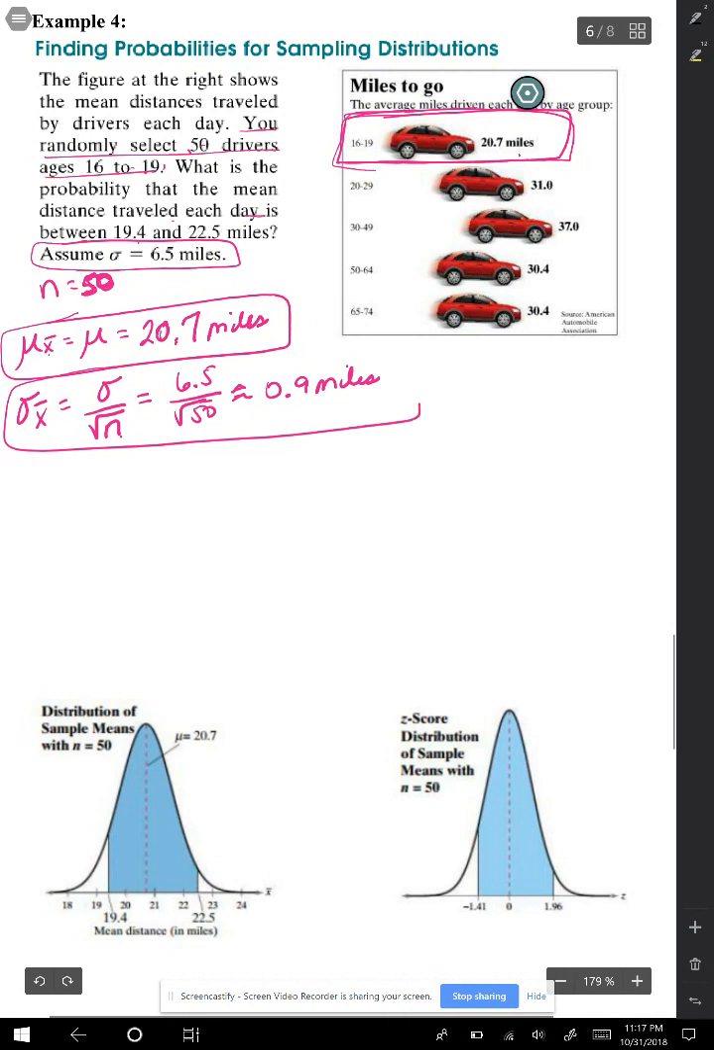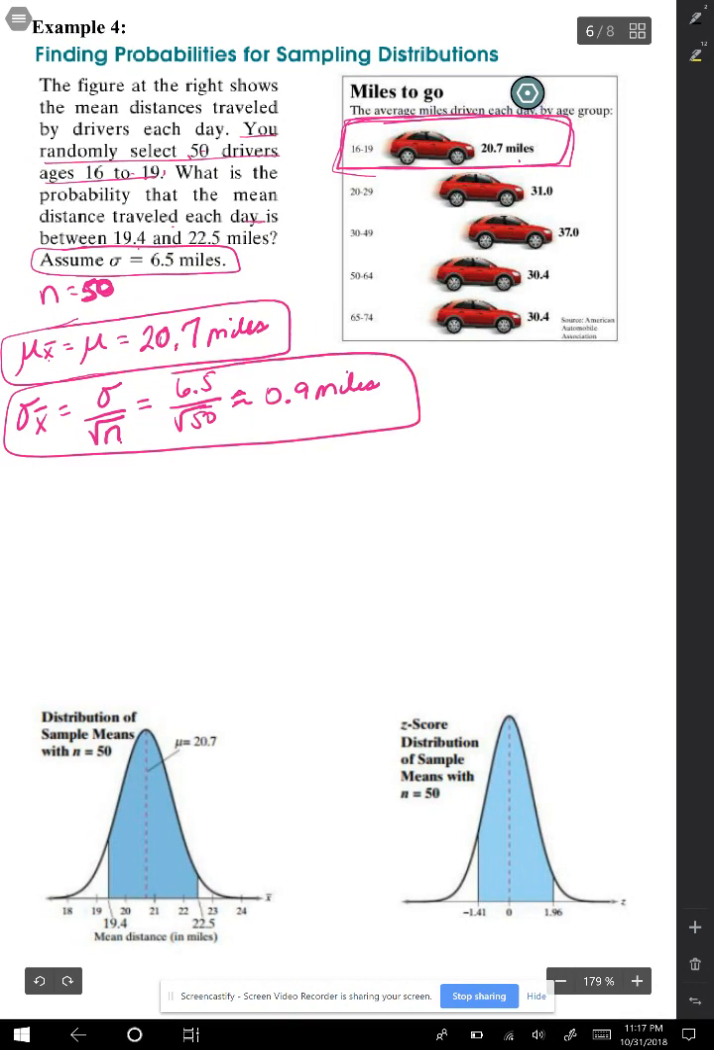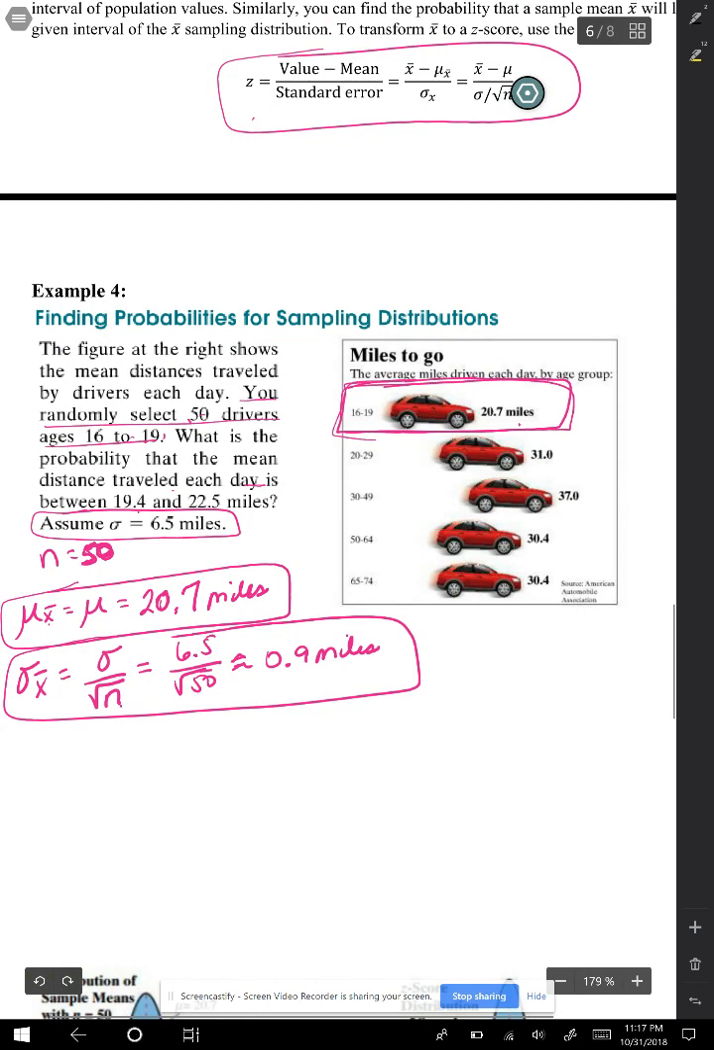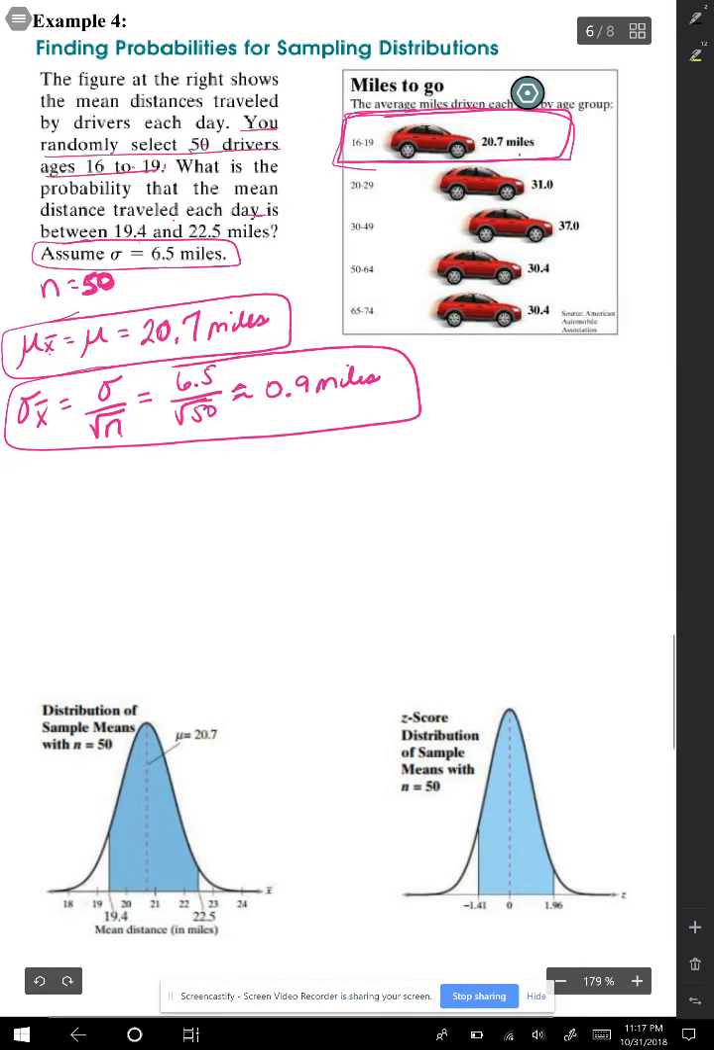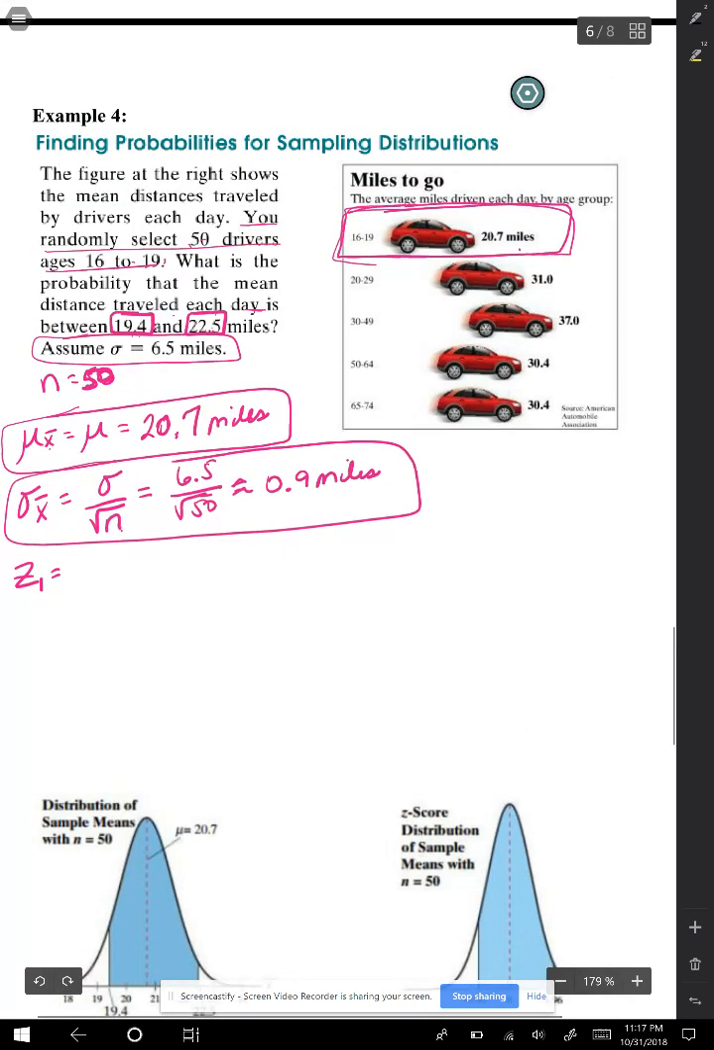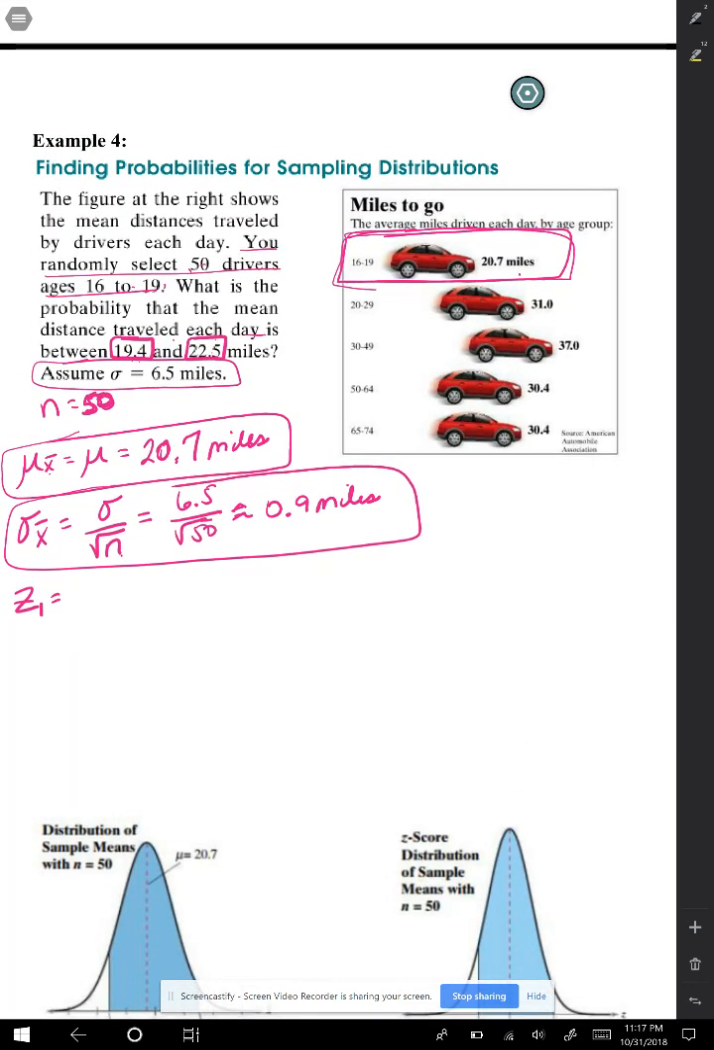Okay, so these numbers we're now going to use when we come up here and do our z-score and find our probability. So what is the probability that the mean distance traveled each day is between 19.4 and 22.5? We're using 19.4 as one of my values, and 22.5 as my other value, and then we're using the mean and standard deviation that we just wrote down. So I'm going to write down the formula. It's always a good idea to write the formula down.